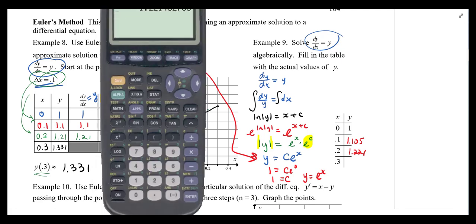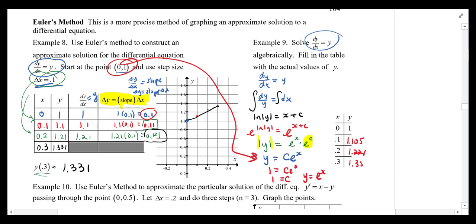And finally, e to the power of 0.3, 1.3498 or 1.350. And look at that. That's not bad, right? 1.331, 1.30, that's pretty good as an estimate, as an approximate. Remember, approximate solution. Okay? All right.